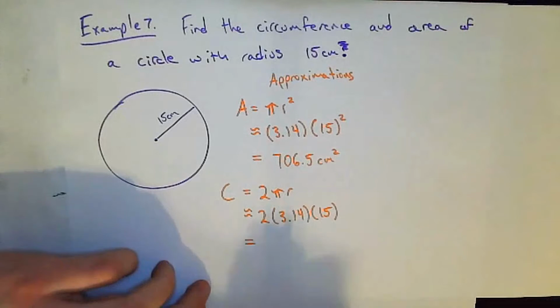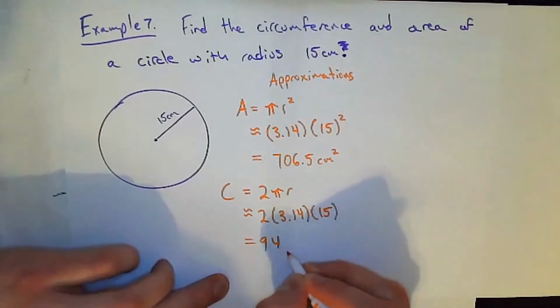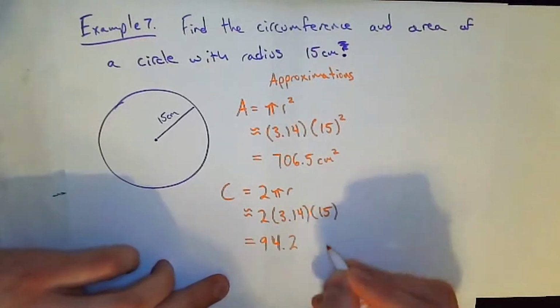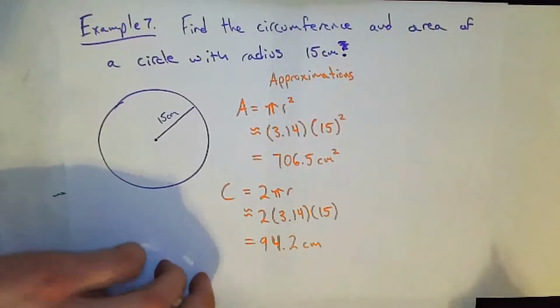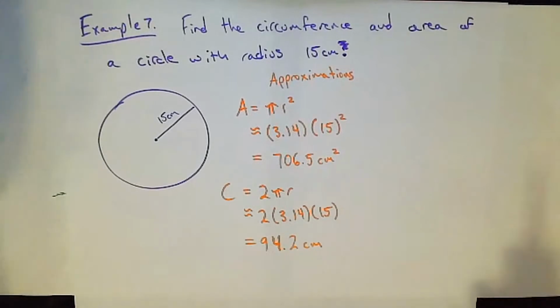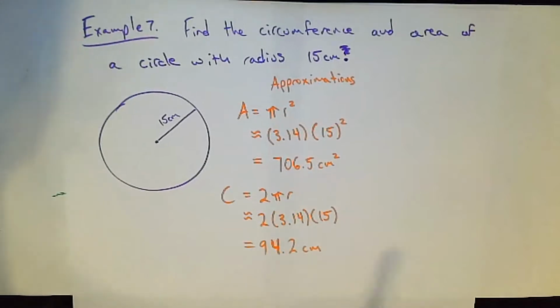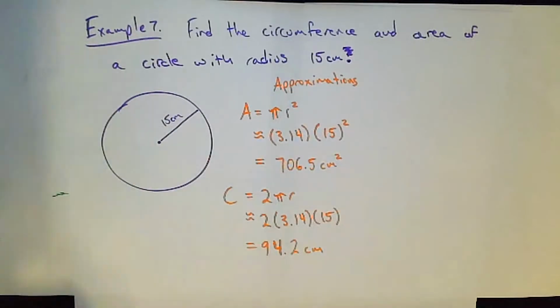Just taking the product of these three in the calculator, I'm getting 94.2 centimeters. So circumference is like, you can think of it like the perimeter, in that it measures only single dimensional units, not square units like area does.